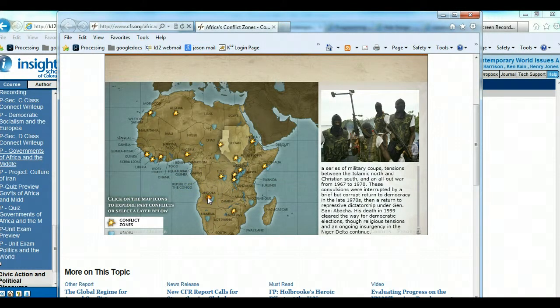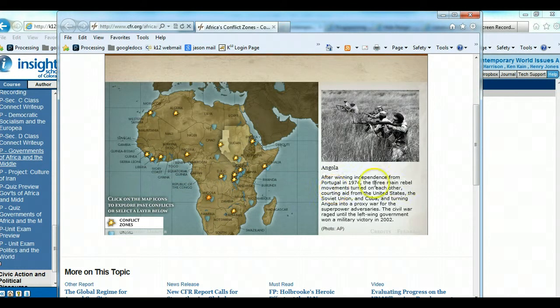Angola is really one of the poorest countries in the world. Got independence in 1974, but then there are different rebel movements, meaning civil wars. And the civil war raged until the left-wing government won the military victory in 2002. And the United States was even involved in the war in Angola, the civil war in Angola a little bit.